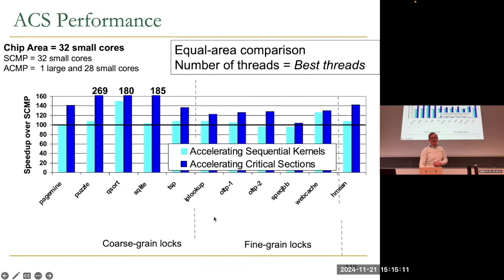So it's always important to classify your workloads here. There are some workloads where the programmer was lazy, let's say, or the programmer was a regular programmer. And there are some workloads where the programmer was less lazy, meaning here you have coarse grain locks. And here you have fine grain locks.